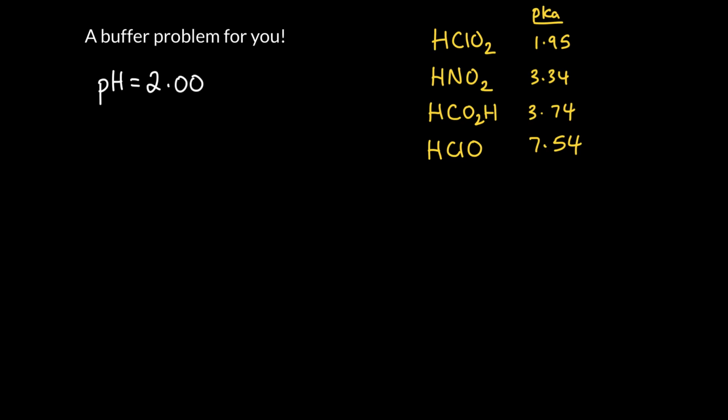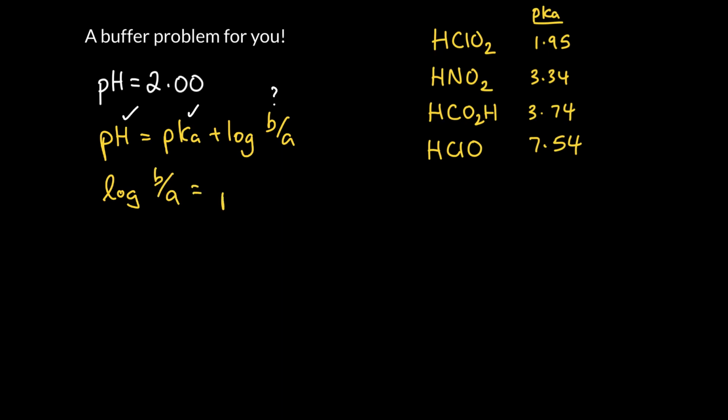At this point here, we can run into the Henderson-Hasselbalch equation. So that says that pH is pKa plus the log of the base to acid ratio. I'm going to just sloppily write it as B to A. Well, we know pH, we know pKa, so we need to find this ratio. So we can rearrange: the log of the base to acid ratio is the pH minus the pKa. And this problem here, this is 2 minus 1.95, because we're going to pick this acid right here, and that is 0.05.